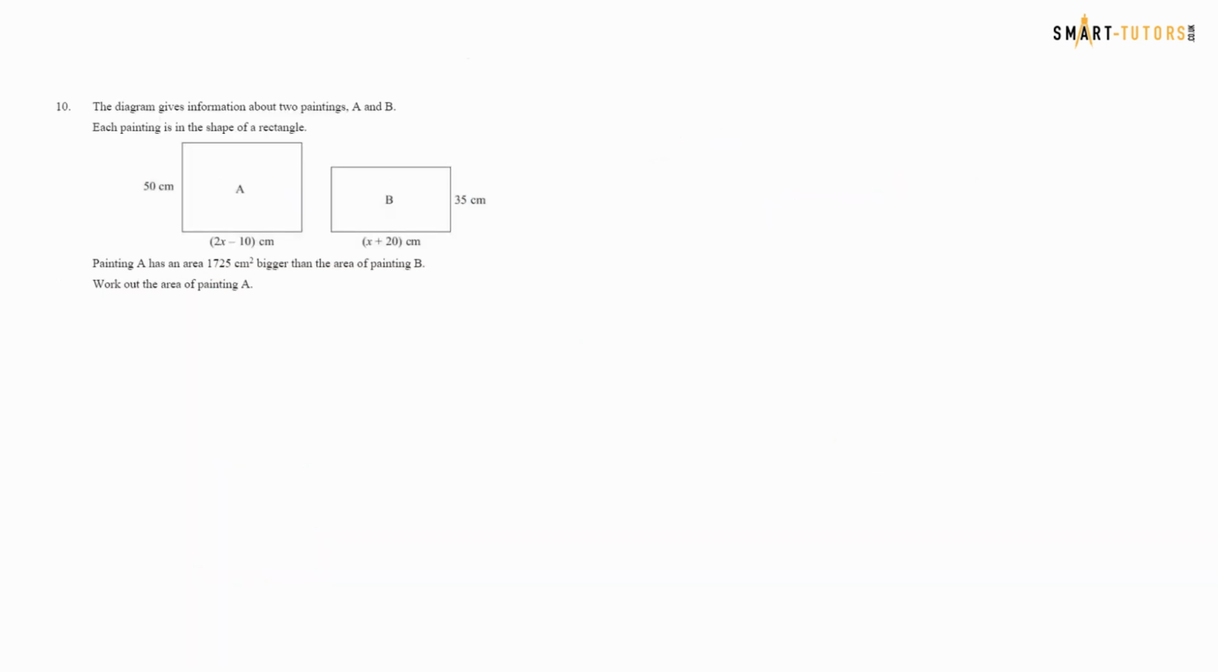Question number 10. The diagram gives information about two paintings A and B. Each painting is in the shape of a rectangle. Painting A has an area 1725 bigger than the area of painting B. So this is the relationship. So area of A equals 50 times 2x minus 10. So that is 100x minus 500.